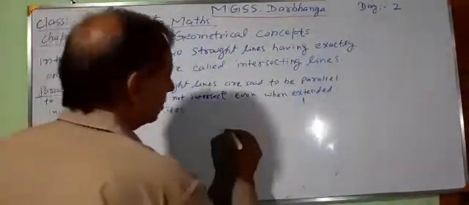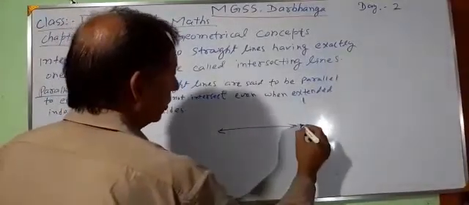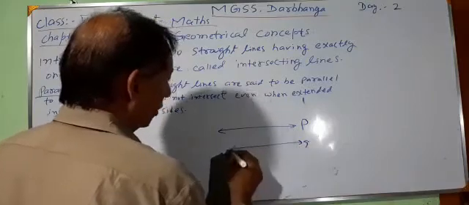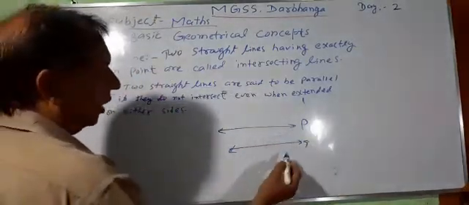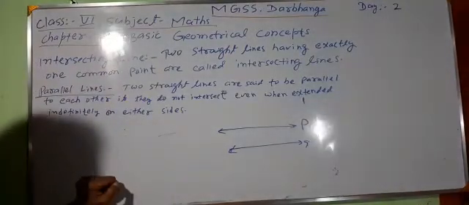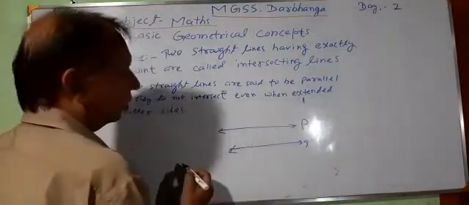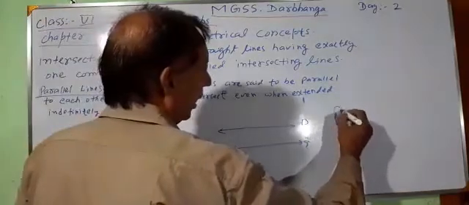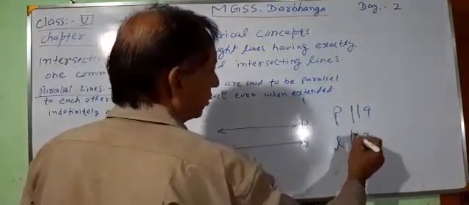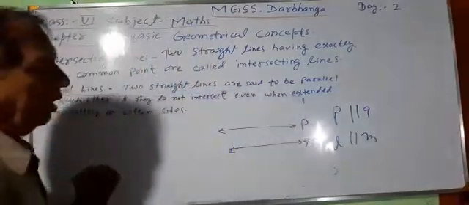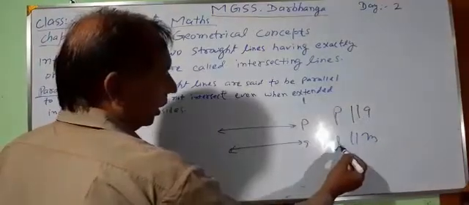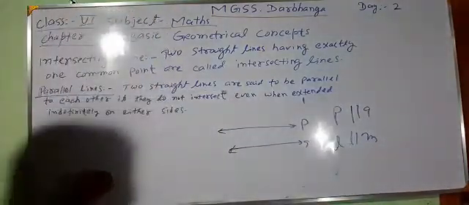Another example, this is line P and this is line Q. We shall extend both lines on either side, on both sides. And these two lines do not meet each other. Then these lines P and Q are said to be parallel. And how do we write it? P parallel Q, L parallel M. These two vertical lines represent parallel lines. We read it as: line P is parallel to line Q, line L is parallel to line M.